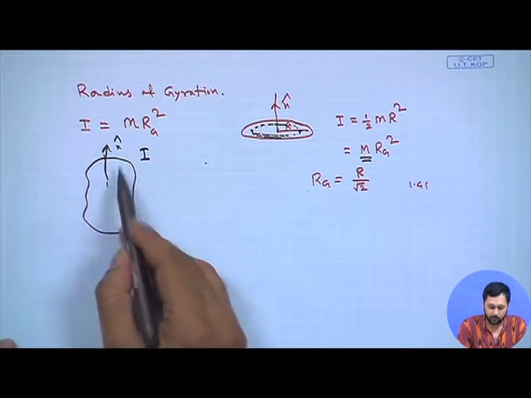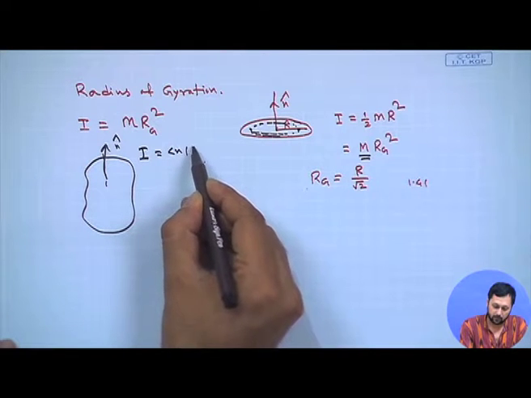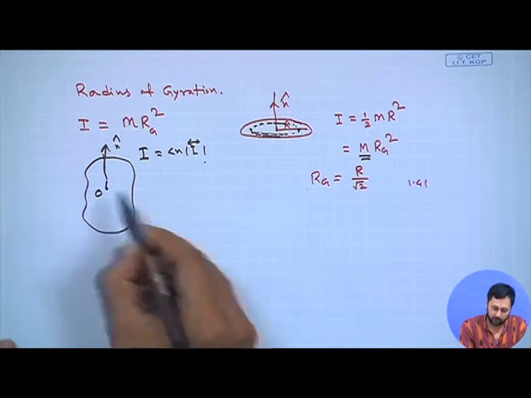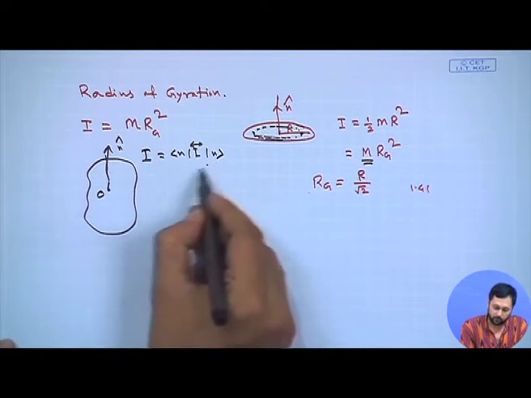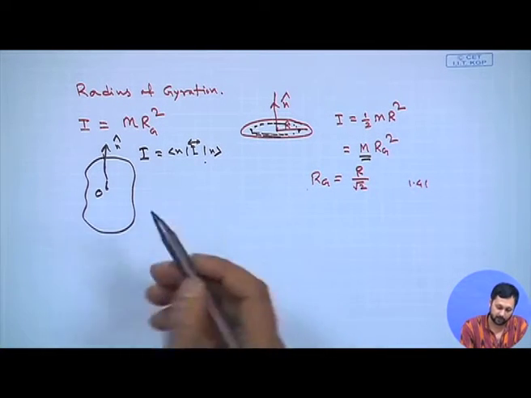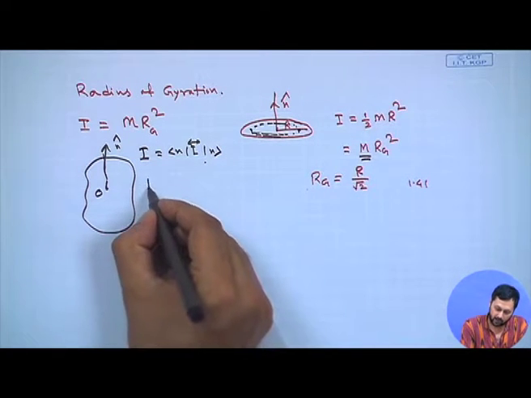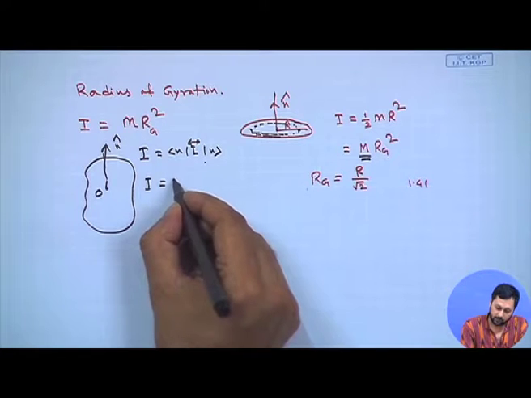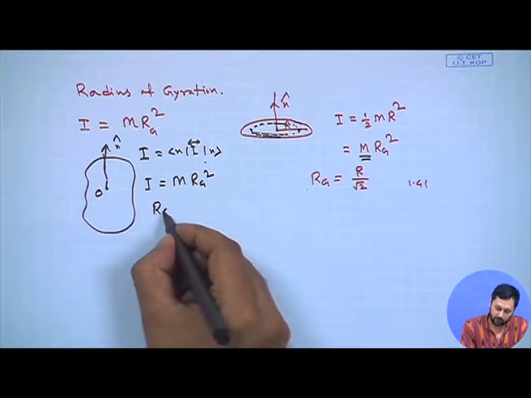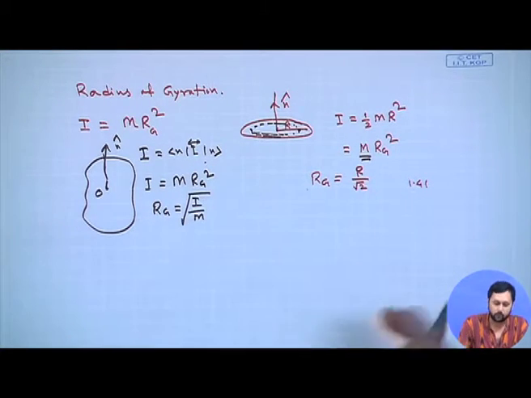Either we can calculate it for this specific axis, or we can take the tensor for this fixed origin. Okay, let us say this is my origin, and try to project this tensor along this particular direction. Whichever way we have found, we can find out some I value. Now this I can be equated with m rg square, and we can find out some rg which is equal to root of I by m.